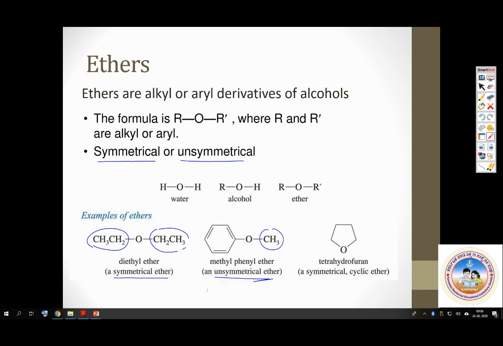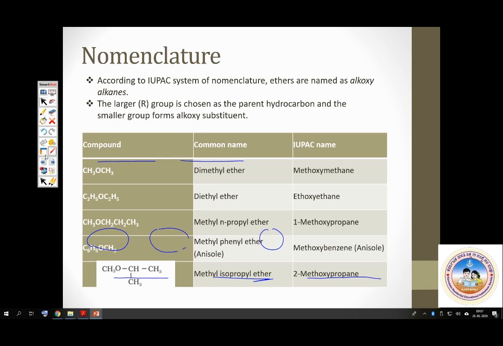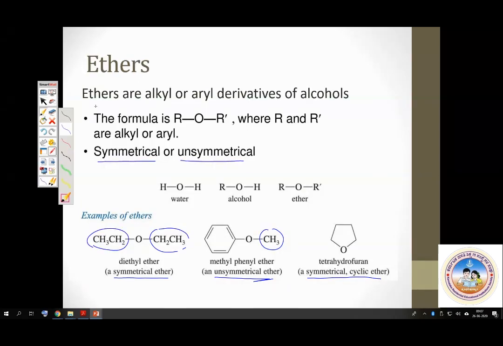So, ethers are of two types. Ethers can also be cyclic. Look at the third example. This is a cyclic ether, symmetrical ether. This is broad classification of ethers. Okay. So remember, ethers are characterized by the presence of these two R groups. These two R groups. Okay. That's the classification part.